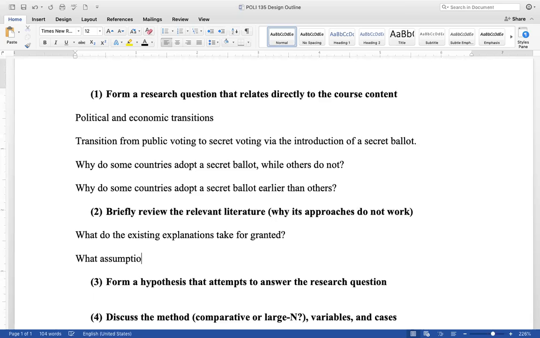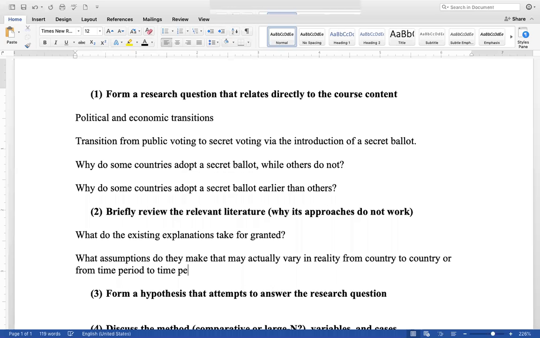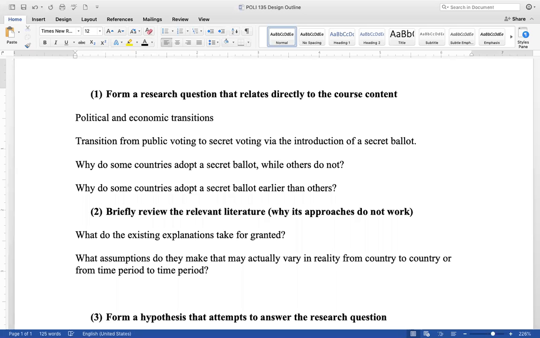What assumptions do they make that may actually vary in reality from country to country, or from time period to time period? A useful way to think about this is, what aspect of reality or what part of the outcome of interest that I'm studying do the existing explanations fail to adequately account for? What aspect of nature or the wild, so to speak, is not explained or adequately explained by these existing explanations?